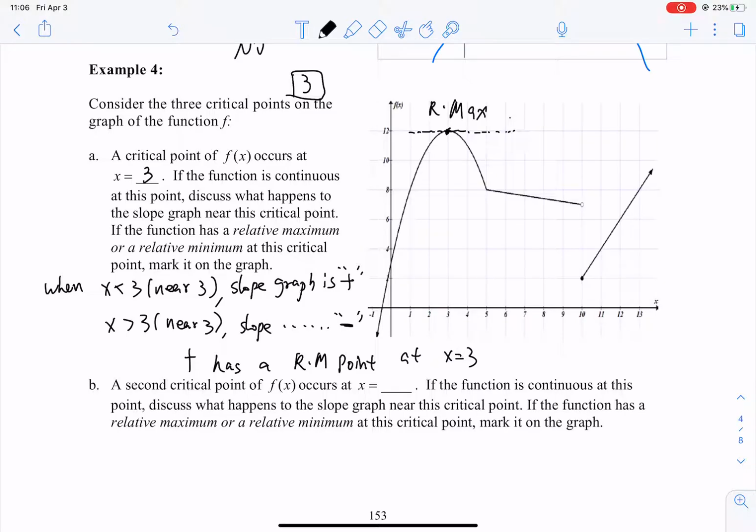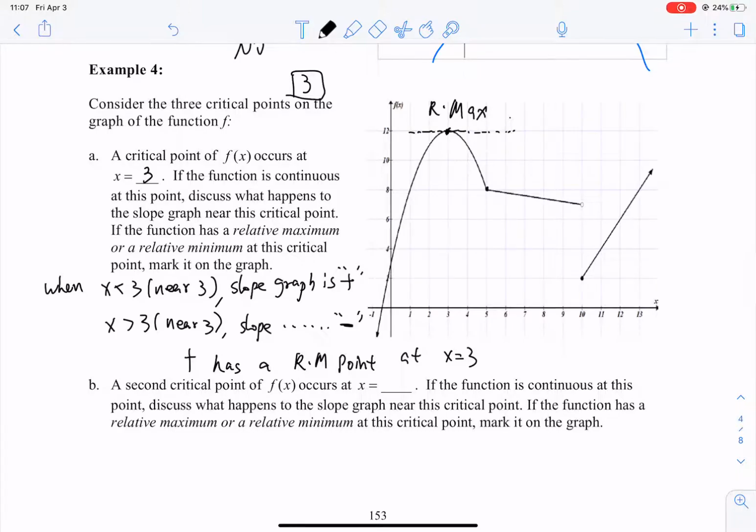And then let's see, what about the second critical point? So this is the second critical point. Why? Because this one has a sharp corner. For a function, for example, that has a sharp corner at point C, we say f prime of C does not exist. And this is the second case of the critical point: the derivative does not exist.